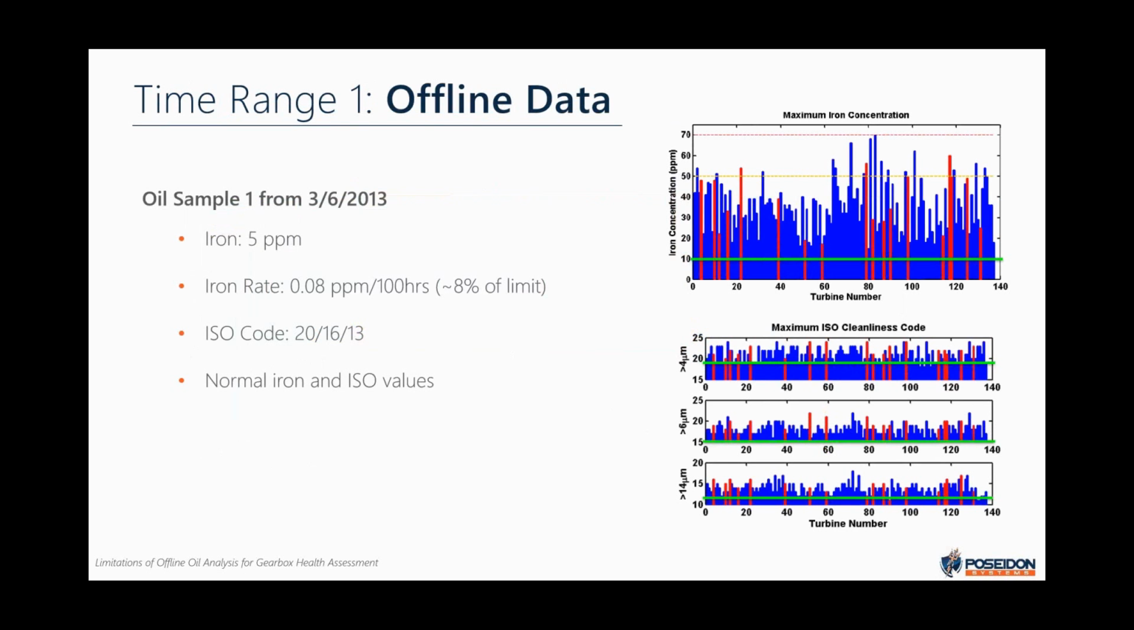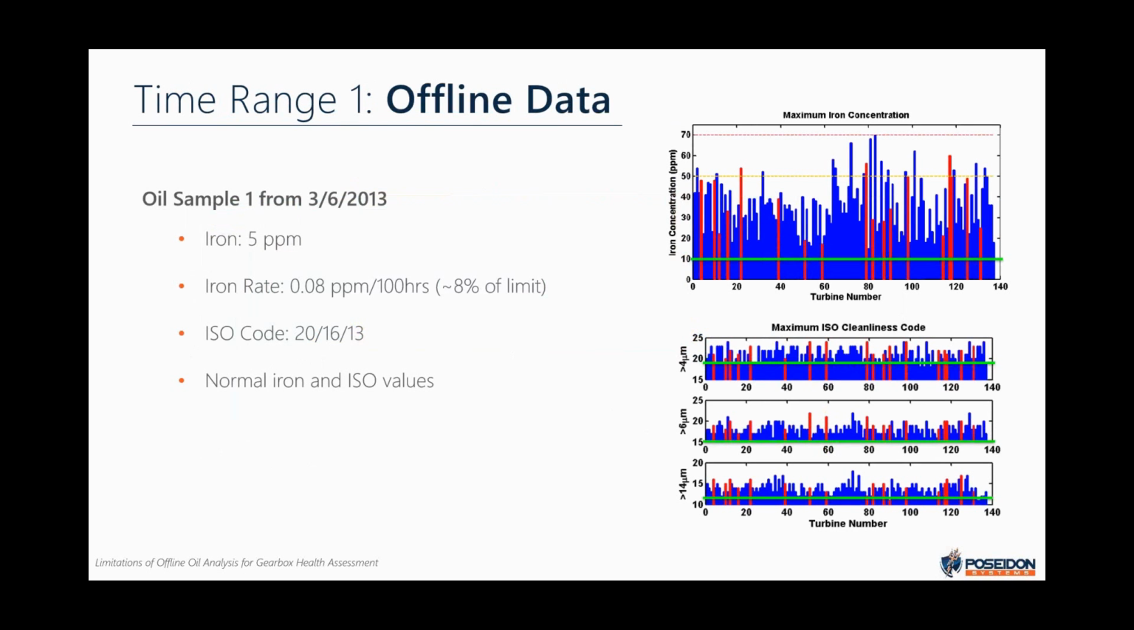ICP-AES revealed 5 ppm iron concentration in the oil, which is much below the warning limit of 50 ppm. And the iron generation rate was calculated out to be 0.8 ppm per 100 hours, which is only about 8% of the actual warning limit for that parameter.